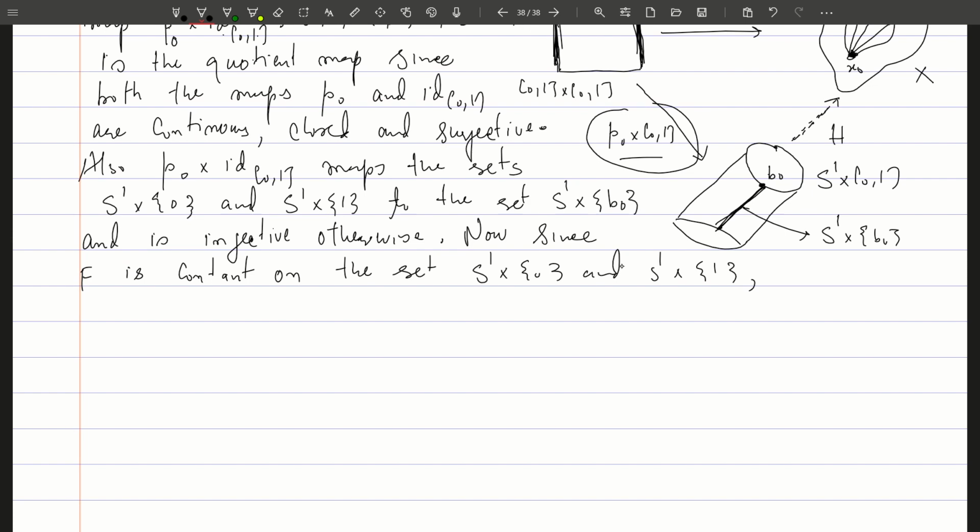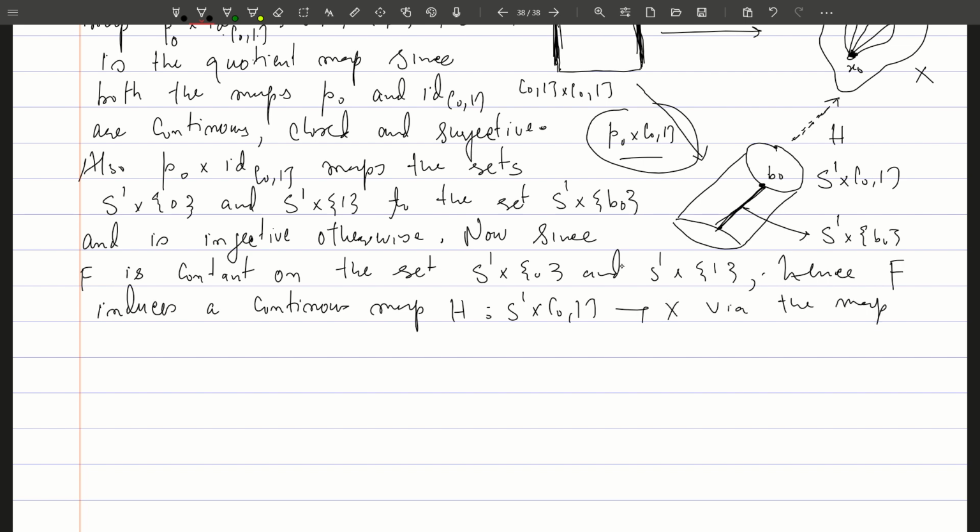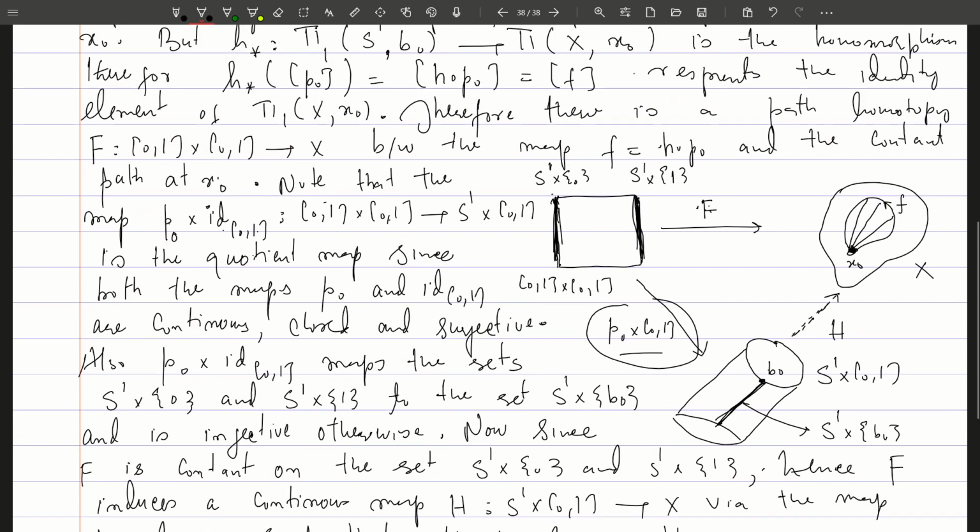Hence f induces a continuous map h from the cylinder to the space X, where the map is p naught times the identity on [0,1], such that the composition h composite p naught times identity on [0,1] is the same as f. Now what do we have to prove? We have to prove h is null homotopic.